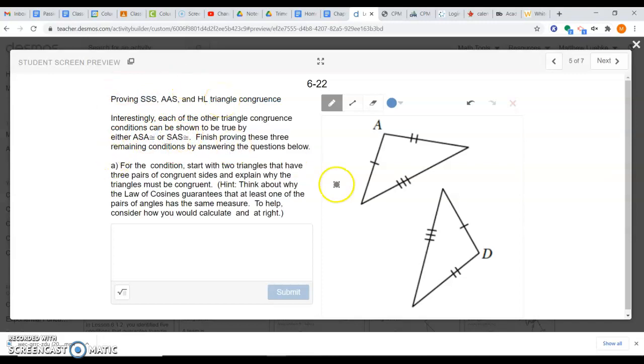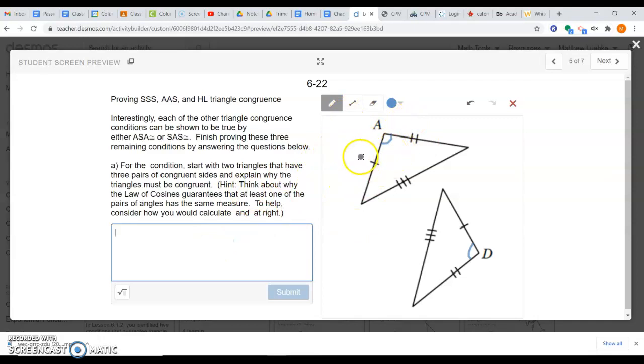And so the first one's the toughest one, because we need to show that angle A equals angle D, because then we can say that these two must be congruent using side-angle-side, and that must mean that all sides could do the same exact thing. So in this one, it even gives you a hint, you need to use the law of cosines. And I'm going to show that here, and I'm going to show how this works.